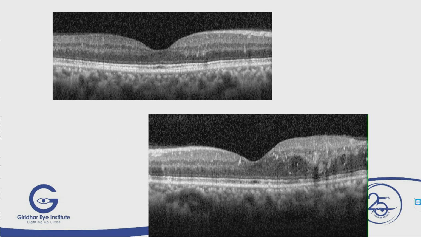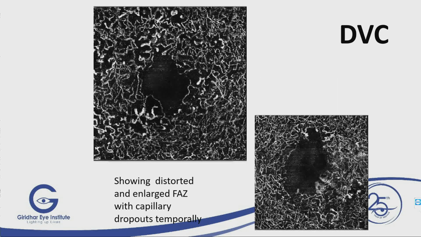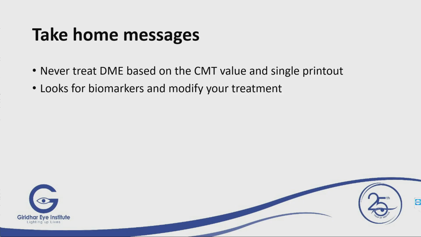The patient had nephropathy, I couldn't do any dye angiogram, but definitely the OCTA shows. So this is one of the usefulness of OCTA in DME. Now coming to, so DME, never treat DME based on central macular thickness, and look for biomarkers and modify your treatment. So that is all about OCT and OCTA in DME.